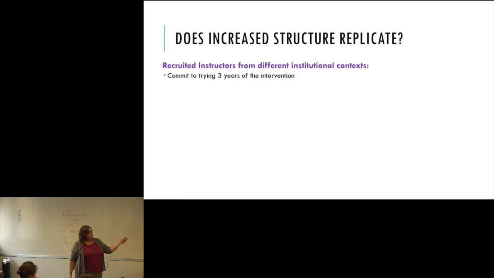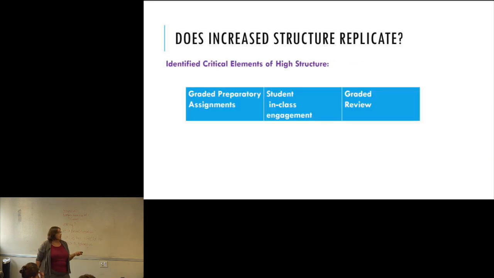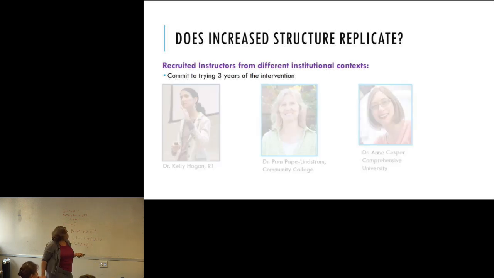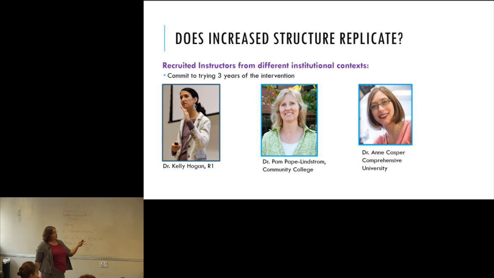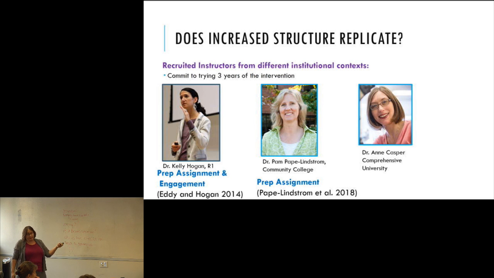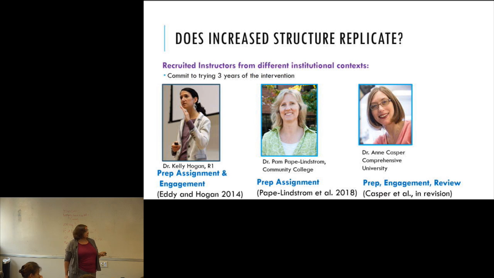Our critical elements, we thought, were these three pieces. So we recruited instructors from different institutions and different contexts to join with us in the study. They had to commit to trying for 3 years. And so we got 3 folks on board, and we really appreciated them. An R1, a community college, and a comprehensive university. At the R1, they added a prep assignment and then the class engagement. At the community college, they added the prep assignment, which is like the reading quiz. And at the comprehensive university, they added all of them.